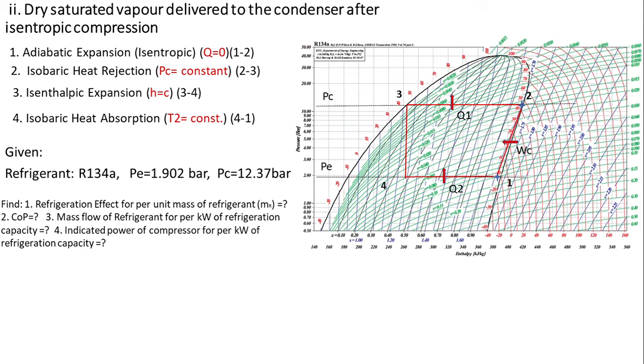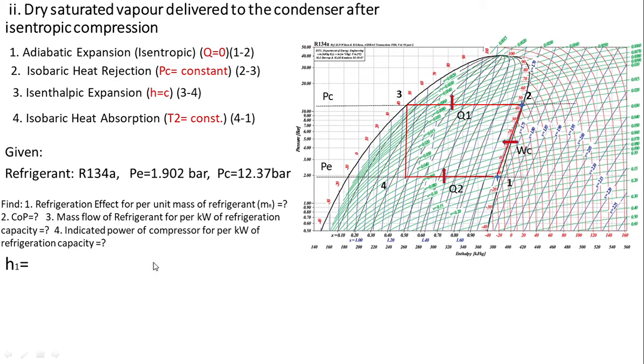Remember this. That's why I'm saying that you should understand the 4 processes. What is 1 to 2, where it is occurring, 2 to 3, where it is occurring. Likewise. Okay, if you understand, then you will not have difficulty. So let us see that Q2 is the refrigeration effect. So let us solve the problem first. The first quantity asked is the refrigeration effect.